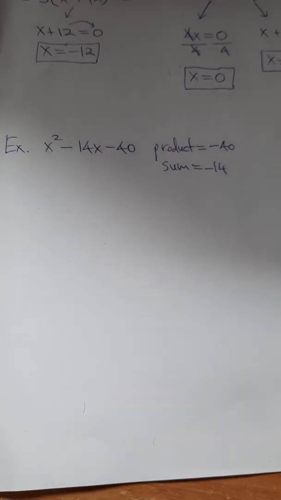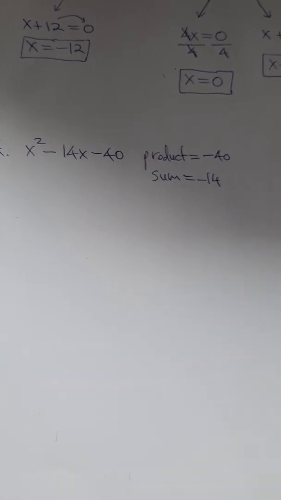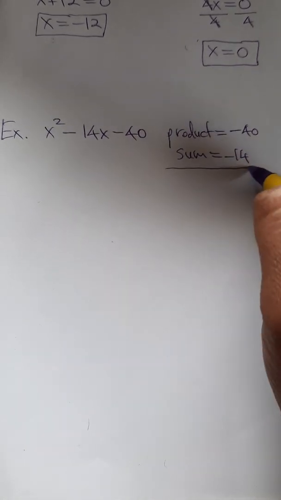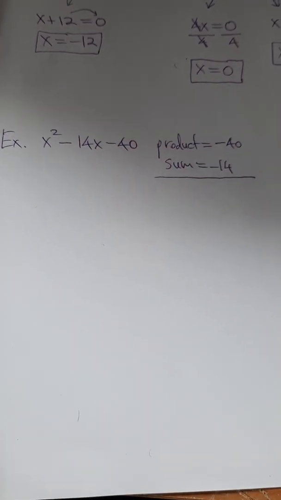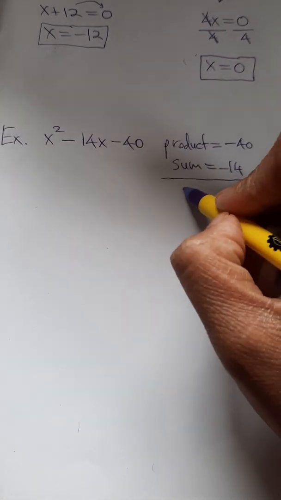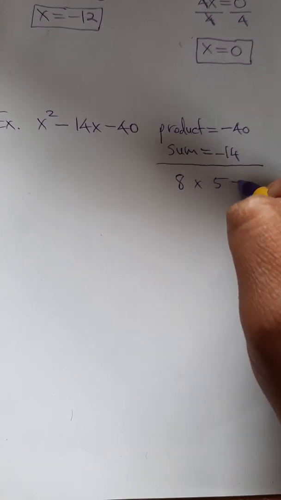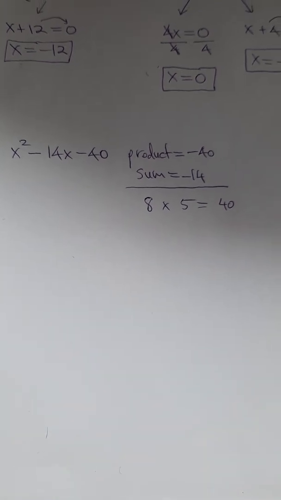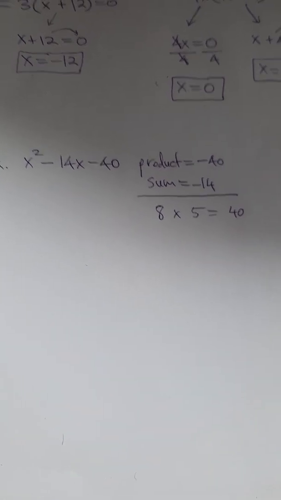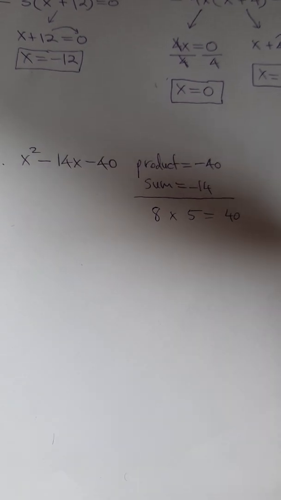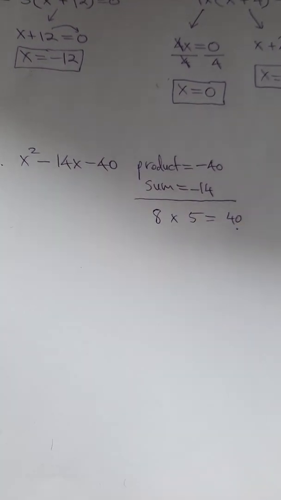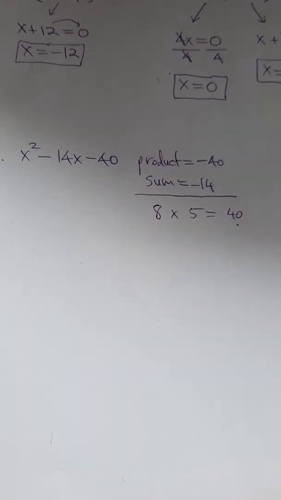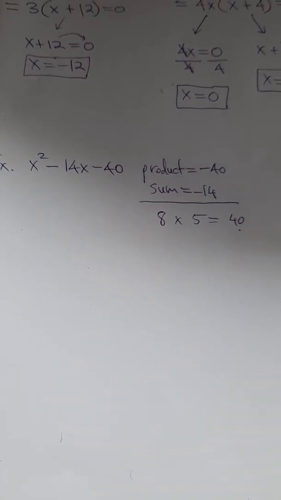So remember what we are doing is basically finding two numbers that, when you multiply them, should give you negative 40. So let's take some factors like 8 times 5, I know, is equal to 40. However, if I do add them together, I'm actually trying to get the sum of negative 14.